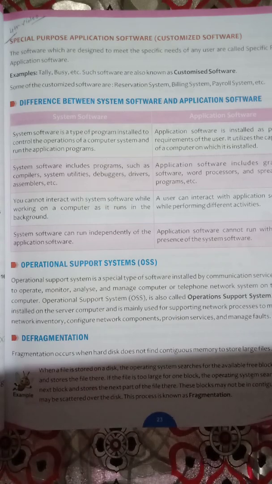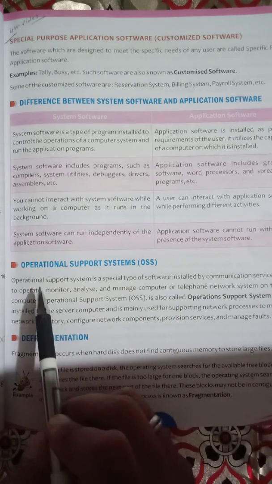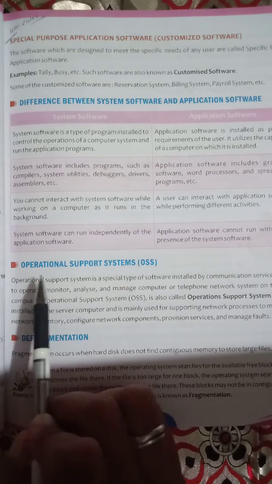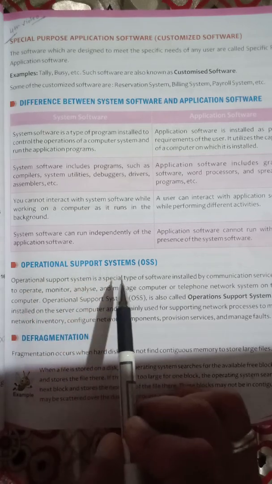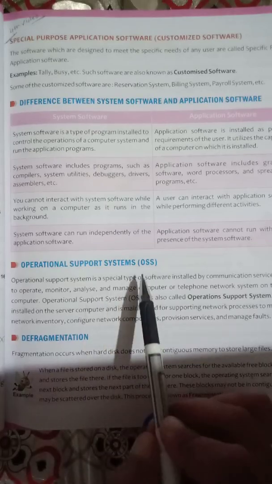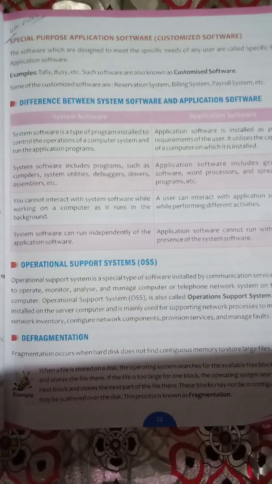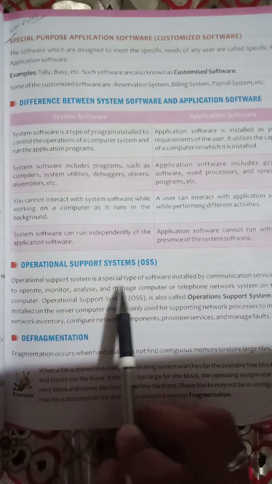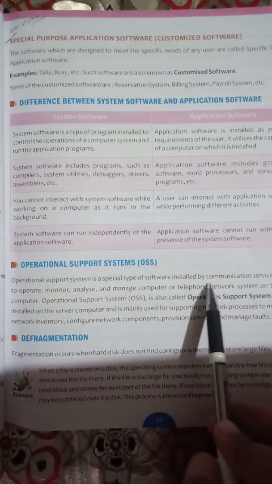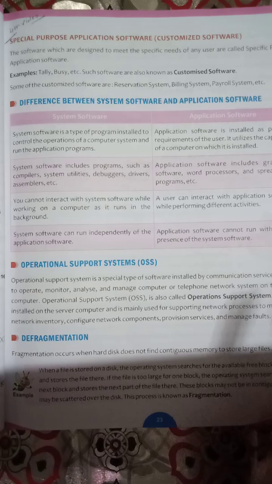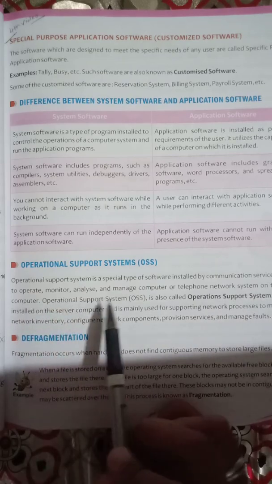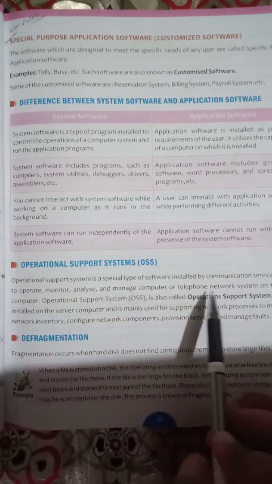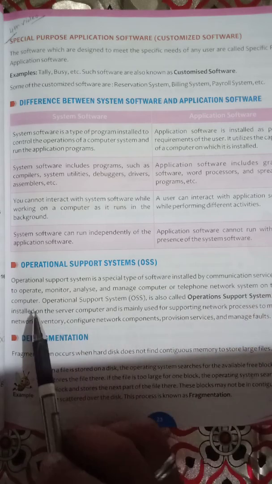So let's change the topic and come to the next topic. Our next topic is operational support systems, means OSS, right? What is the meaning of OSS and what is the purpose of this? Operational support system is a special type of software installed by the communication service provider to operate, monitor, analyze and manage the computer telephone network on the client's computer.